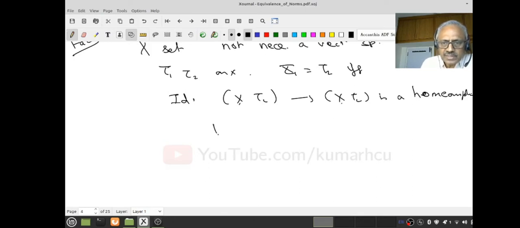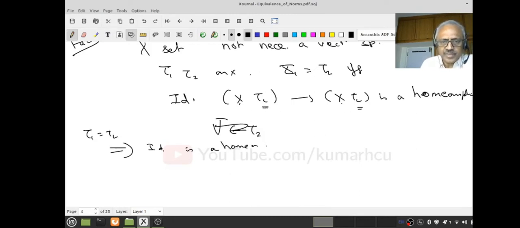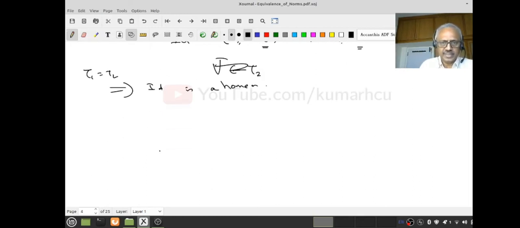Suppose I start with a V in tau 2. Now first notice that if tau 1 equals tau 2, the identity map is a homeomorphism. Therefore that's clear. So this portion is clear: tau 1 equal to tau 2 implies identity is a homeomorphism. Remember, I have to specify which topology. When I write simply identity, that's not good enough. I have to say identity from (X, tau 1) to (X, tau 2) is a homeomorphism. Now let's assume identity from (X, tau 1) to (X, tau 2) is a homeomorphism.